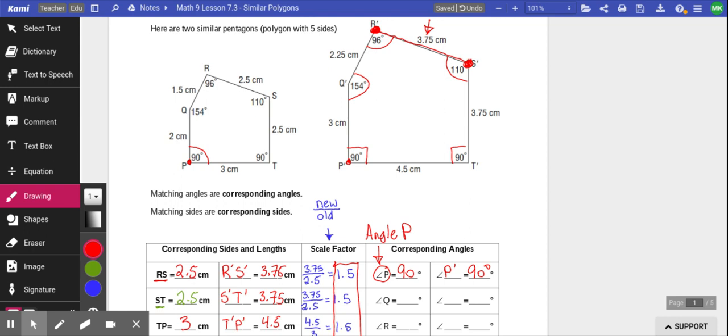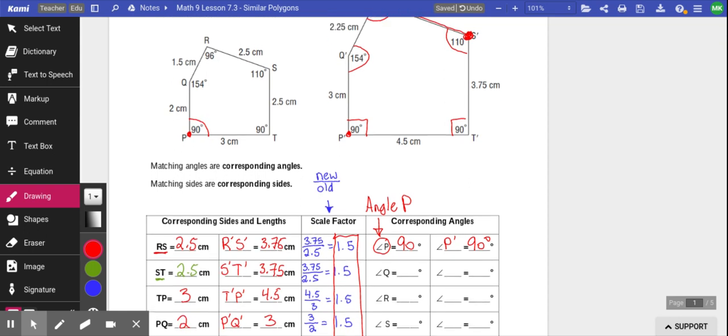When you have similar shapes, you're actually going to notice that all the angles are the same when you look from one shape to the new shape. So angle Q is 154. That means angle Q prime is also 154. Angle R is 96. That means angle R prime is also 96 degrees. Angle S is 110 degrees. That means angle S prime is also 110 degrees.